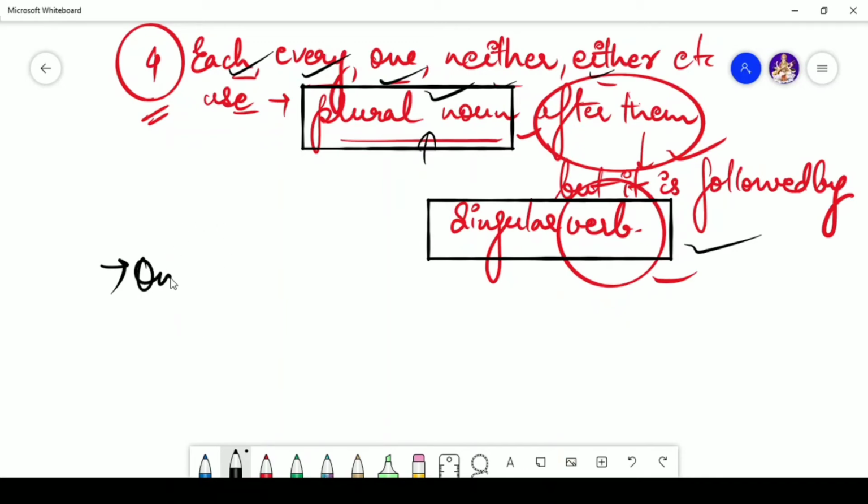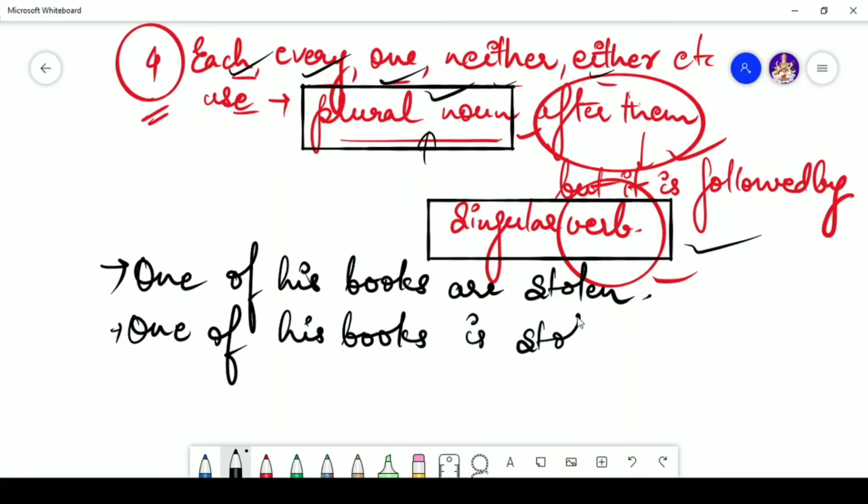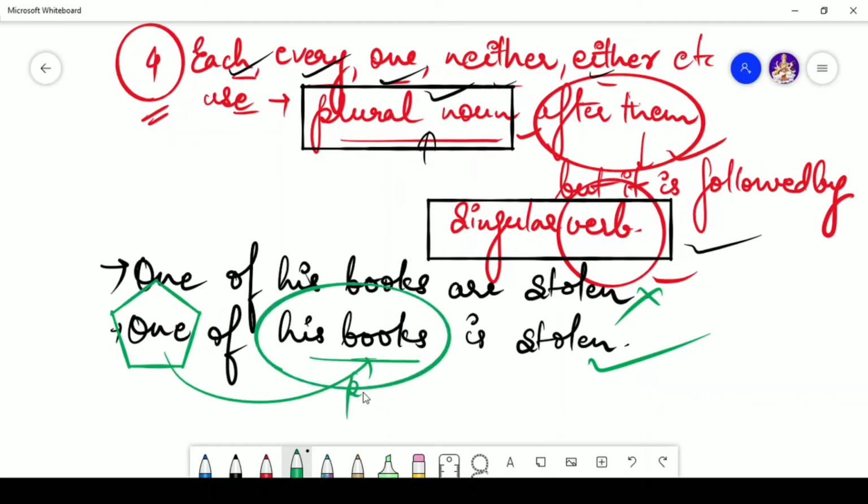Let's say for example, if I have to say that one of his books are stolen, or in another way I would say that one of his books is stolen. Now which one of them is correct and which one is incorrect? This one is the correct form and this one is incorrect. Why? Because in this case, whenever you're making use of one of his books, you proceeded towards the plural noun. What is this? Books is a plural noun. So after a plural noun comes the singular verb. Always remember this, that after a plural noun comes the singular verb.